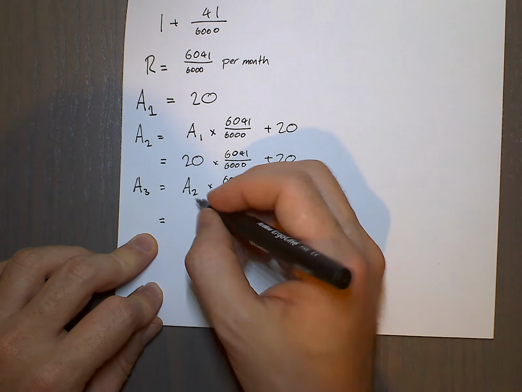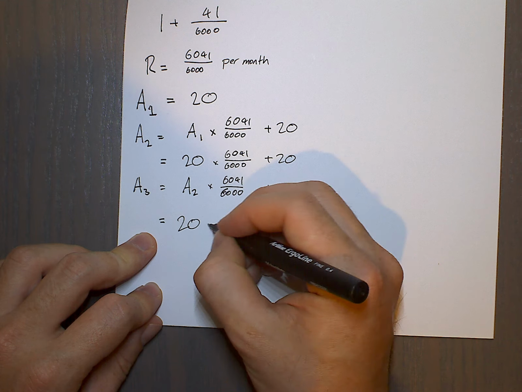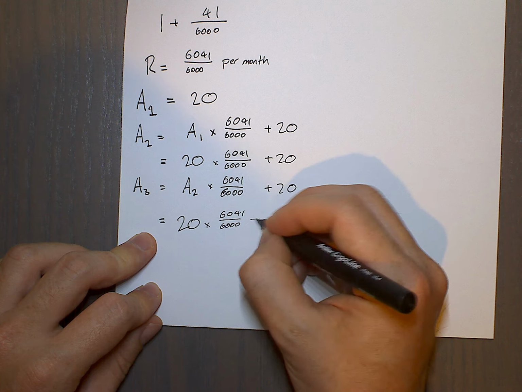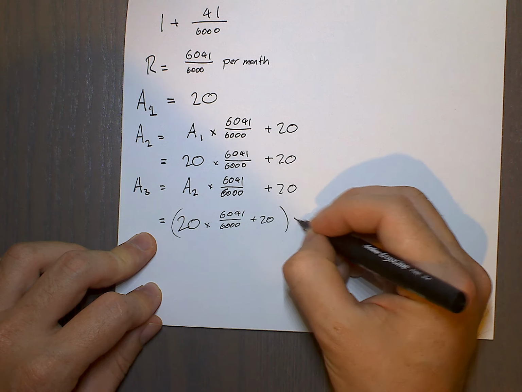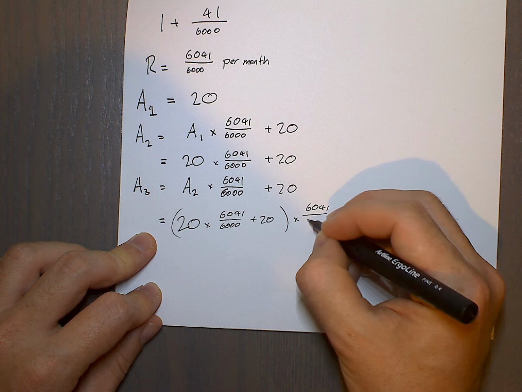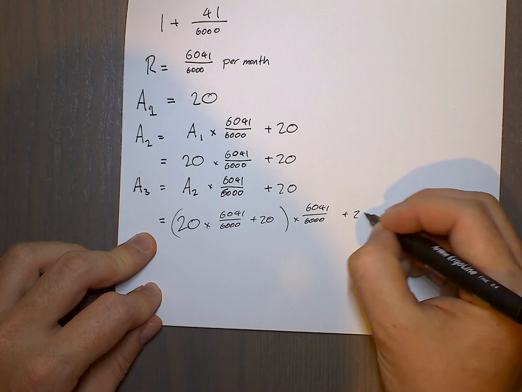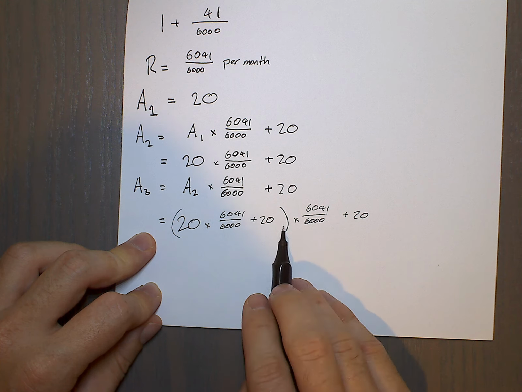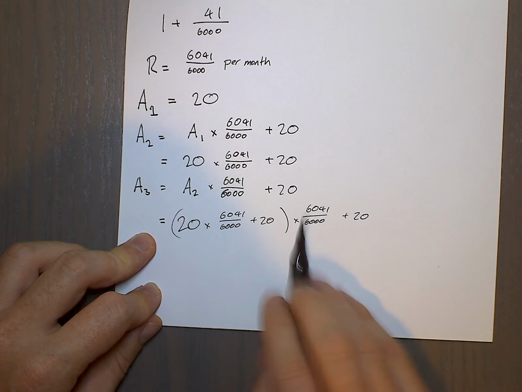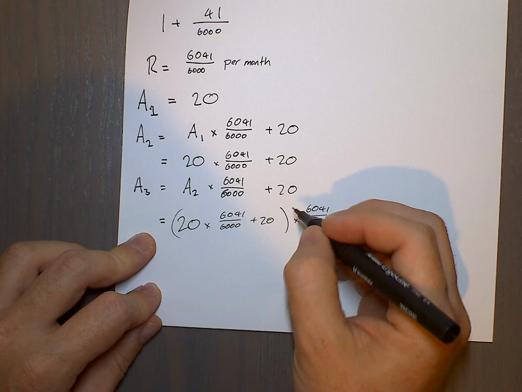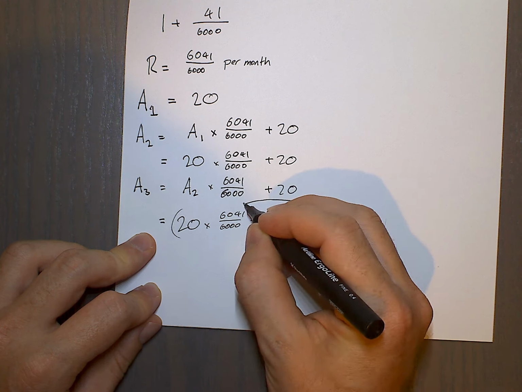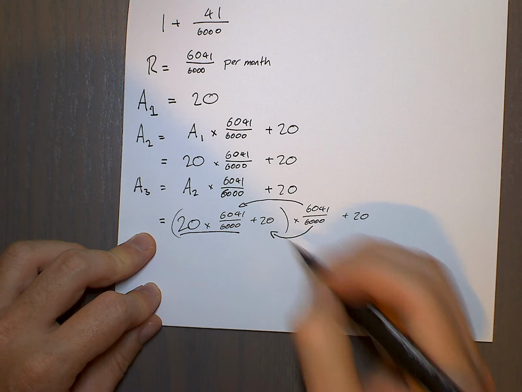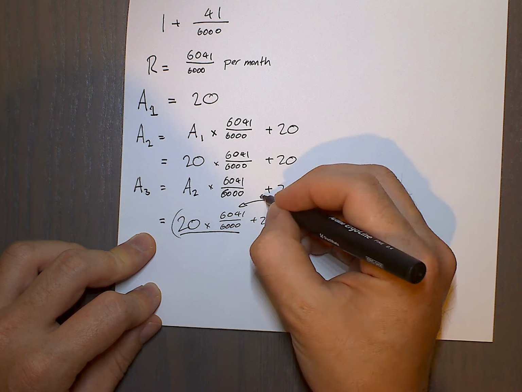What this is going to look like is 20 times 6041 over 6,000, plus 20, times 6041 over 6,000, plus 20. So this part is here. Our A2 is within our brackets, and we're going to times this whole thing by our rate. Some people got a little bit confused about this today. It's timesing by that because these are bound by this, so that's what we're doing.